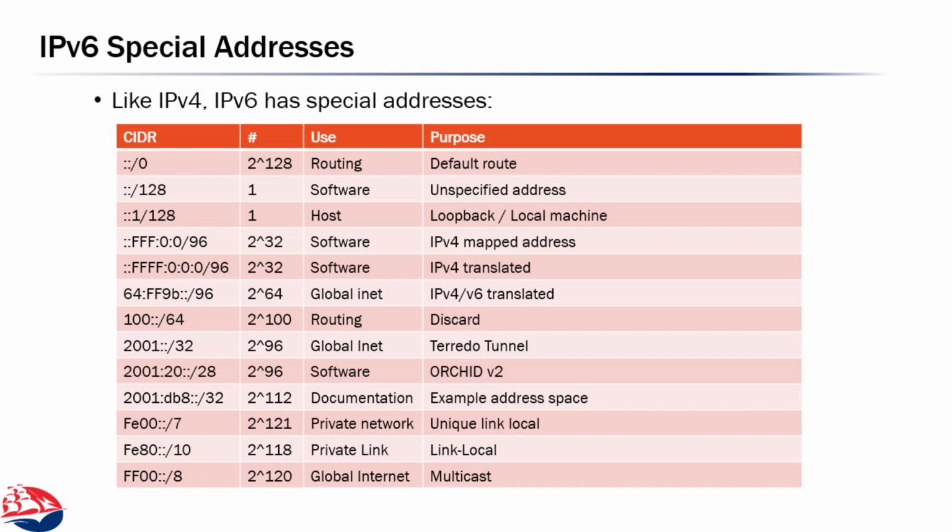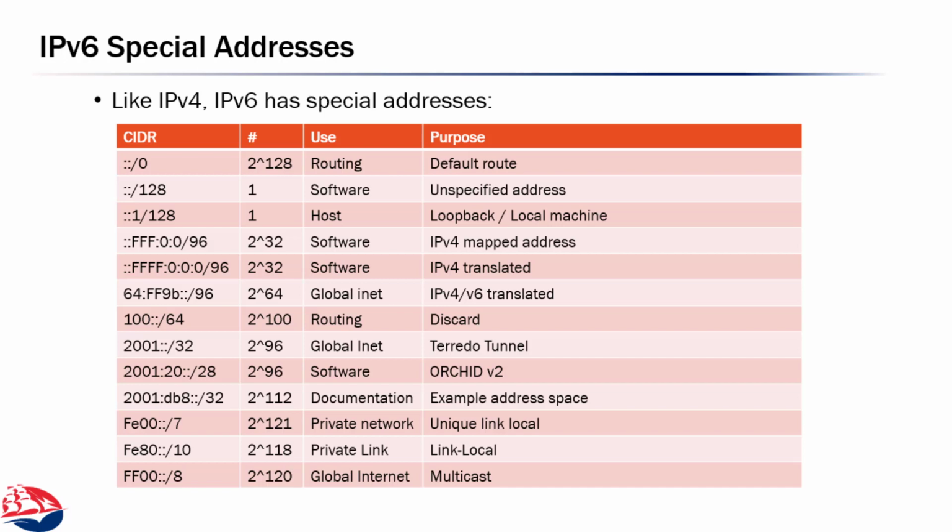Let's see, they got smart. And so if you're going to do documentation, like for teaching, and you want to provide an IP6 address, you're supposed to use the 2001:DB8. That would be the documentation address.